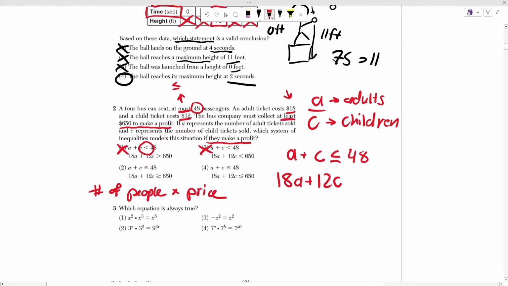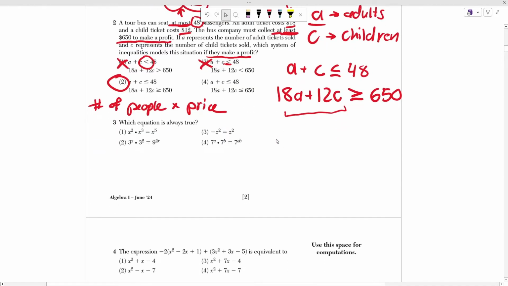And they say they need to make at least $650 to make a profit. So this number, this 18A plus 12C, needs to be bigger than or equal to 650. If I need at least $650, that means I can have 650 and I'll be happy. But I'm looking for more, okay? So the thing that makes this problem a little bit tricky is the at most and at least, okay? When you're dealing with at most and at least, you're going to be dealing with inequalities that have an equal sign at the bottom, okay? So whenever you see at most and at least, never choose something that doesn't have that bottom line underneath it, okay? That's the trick here.